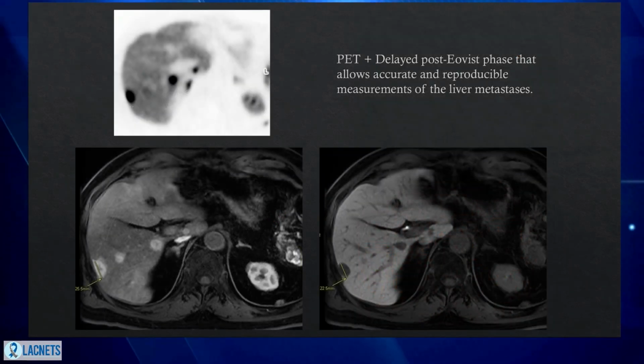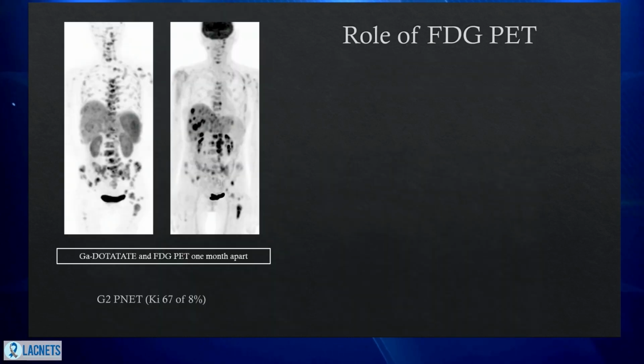In this patient also, we wanted to evaluate the liver. So here we see the liver lesions that we could evaluate at the same time with the dotatate PET and with the delayed imaging after EOVIST on MRI. So that's the advantage of PET MRI: patients who need an MRI and who need a PET can get them at the same time in one evaluation.